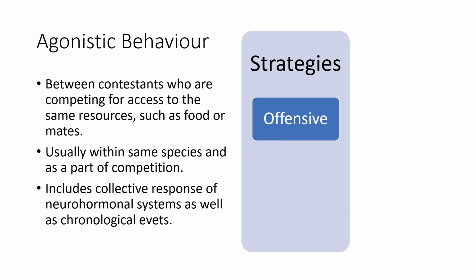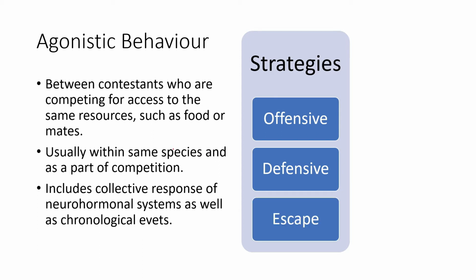Okay, so there are different strategies when organisms face competition. It can be offensive, where they try to attack the other organism and dominate, or it can be defensive, or it can be about escape, where an organism tries to escape the entire competition, with the particular resource or without it. So there can be different types of strategies.